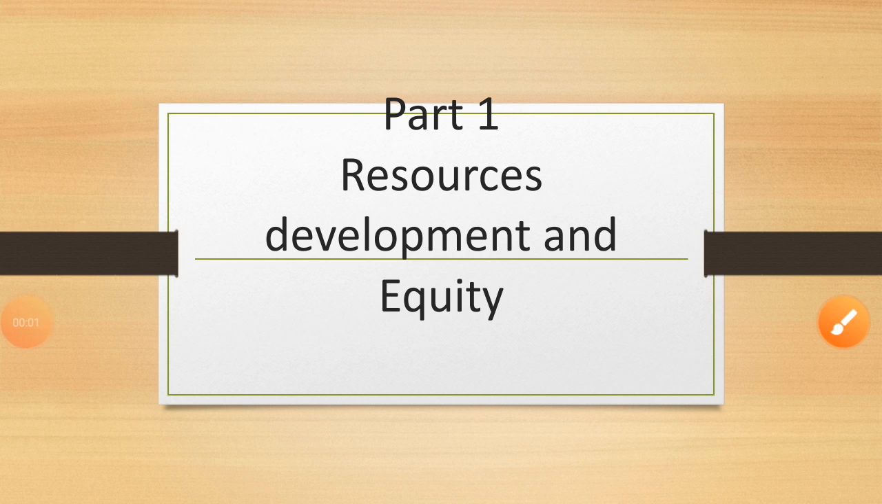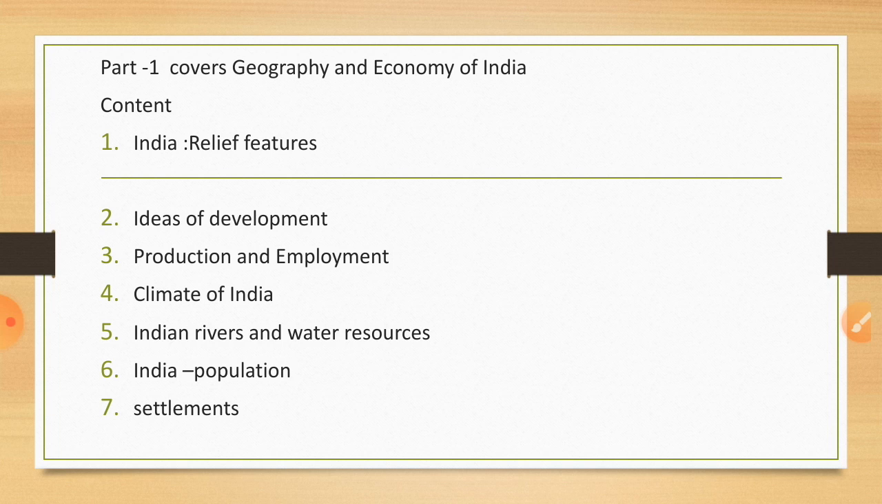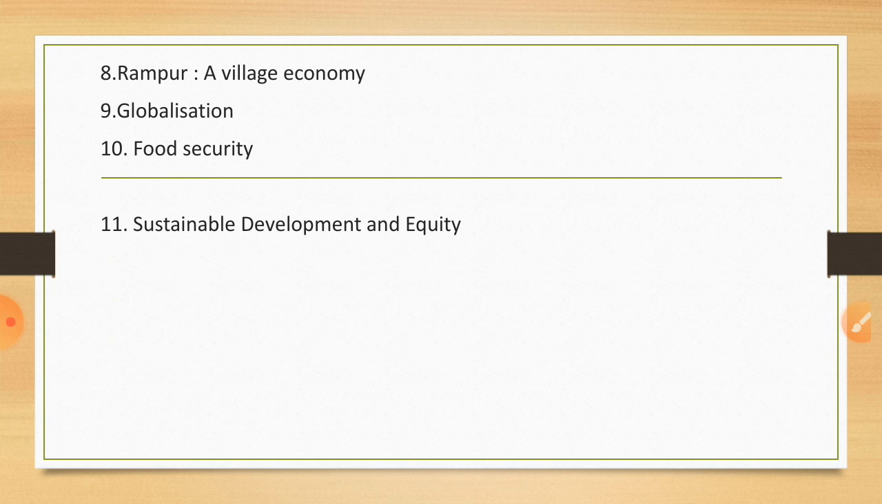Hello everyone. In this part 1 we'll discuss the effective way to study social studies, that is resource development and equity. Here are the contents of part 1. They are India, relief features, ideas of development, production and employment, climate of India, Indian rivers and water resources, India population, settlements, Rampur, a village economy, globalization, food security, sustainable development and equity.